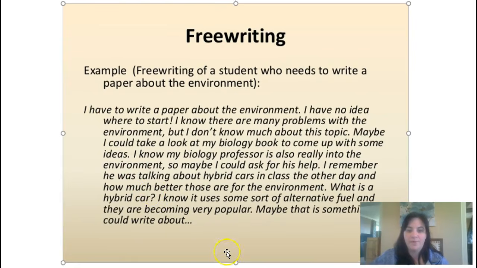I have to write a paper about the environment. I have no idea where to start. I know there are many problems with the environment, but I don't know much about this topic. Maybe I could take a look at my biology book to come up with some ideas. I know my biology professor is also really into the environment, so maybe I could ask for his help.